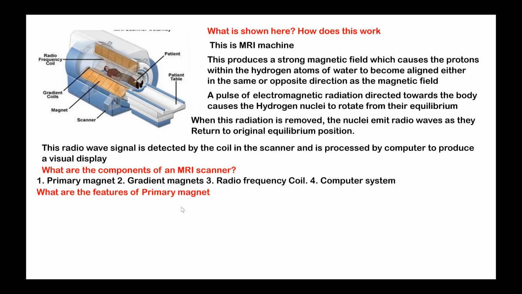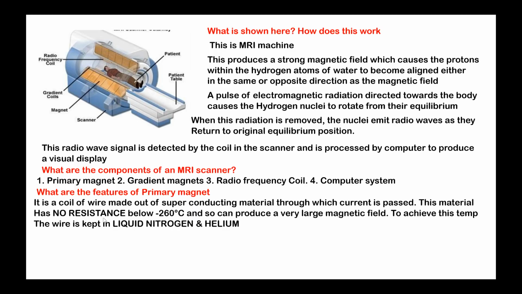What are the features of the primary magnet? This is a coil of wire made of superconducting material through which current is passed. This material has no resistance below minus 260 degrees and can produce a very large magnetic field. To achieve this temperature, the wire is kept in liquid nitrogen and helium. Okay? It is immersed in that.